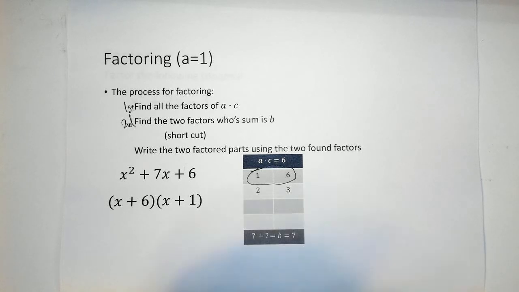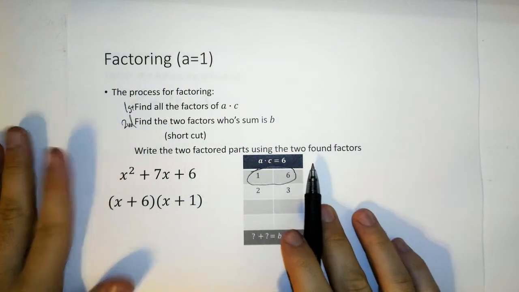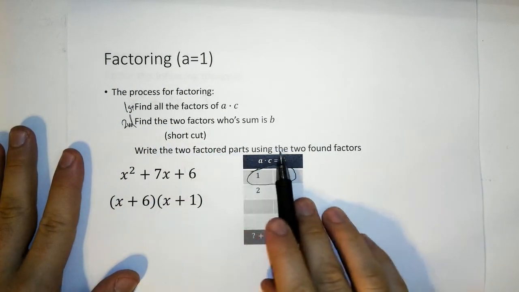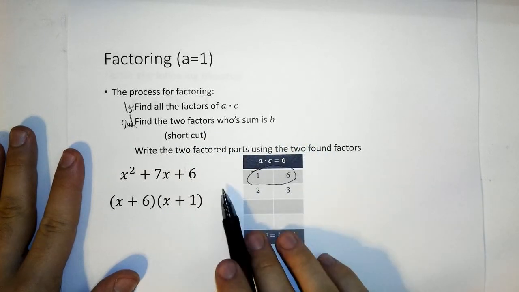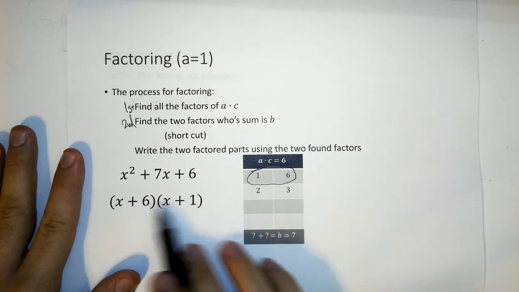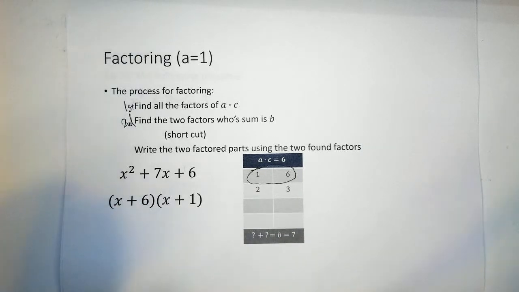Alright, so we found those two factors, and now we write the two factored parts after our shortcut using the two found factors. So we found those two factors, and we made our two factors, and boom. Just like that, we factored the trinomial.